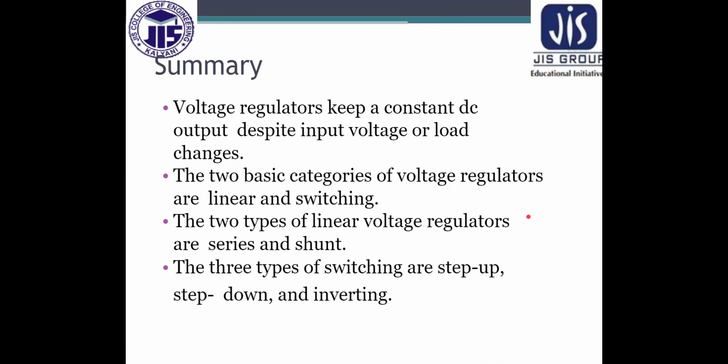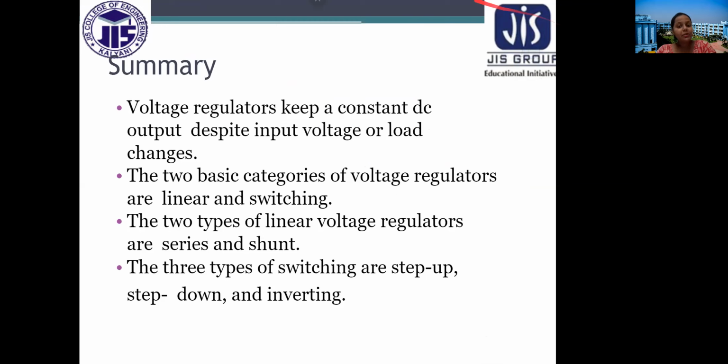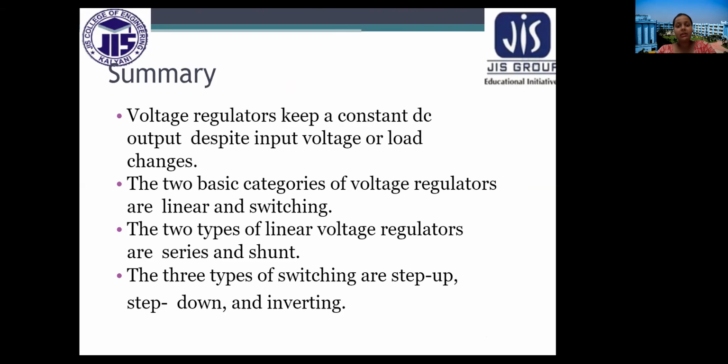From this whole video, what we have learned is that voltage regulators keep a constant DC output despite input voltage or load changes. The two basic categories of voltage regulators are linear and switching. The two types of linear voltage regulators are series and shunt, and the three types of switching regulators are step up, step down, and inverting.